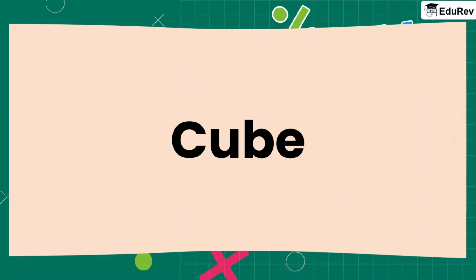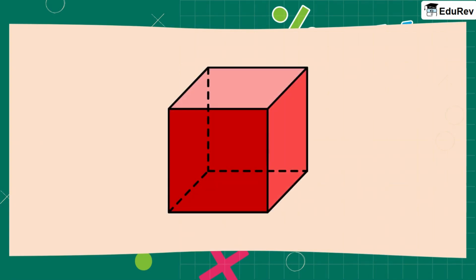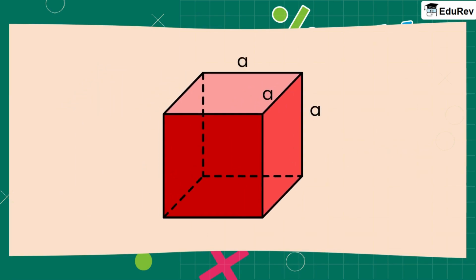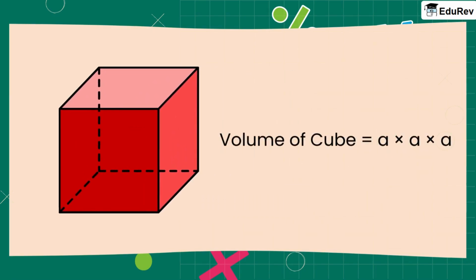You know that we use the word cube in geometry. Do you remember what a cube is? Yes, a cube is a three-dimensional figure with six square faces and each edge of the same length. What is the volume of a cube with side A? Yes, it is A multiplied by A multiplied by A.